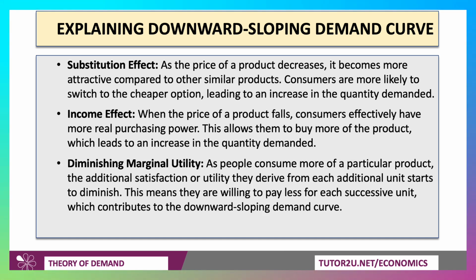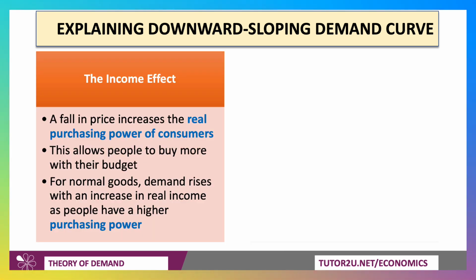And also the theory of diminishing marginal utility. We have a video on that on our website. As people consume more of a particular product in a given time period, the theory states that the additional satisfaction or utility they get from each extra unit starts to diminish, which means they're willing to pay less for each successive unit. And again, that helps to explain perhaps the downward sloping demand curve.